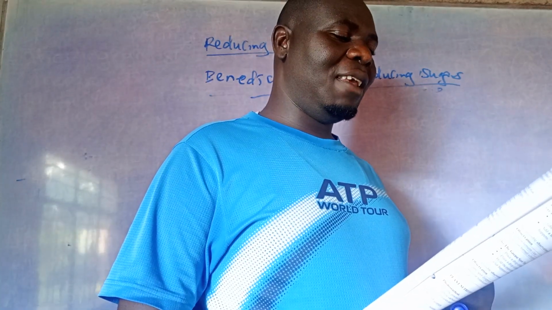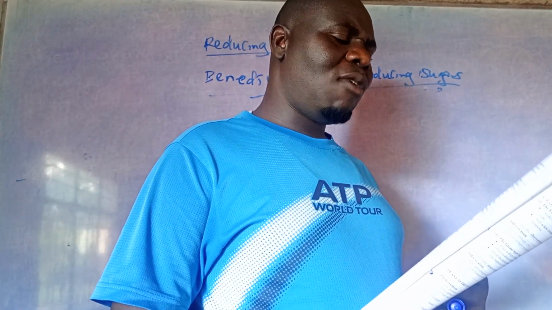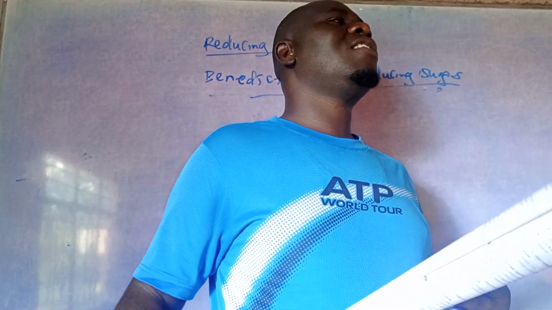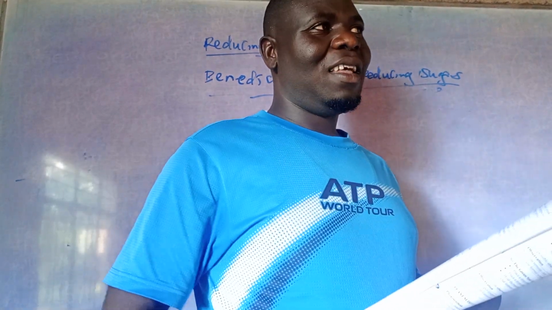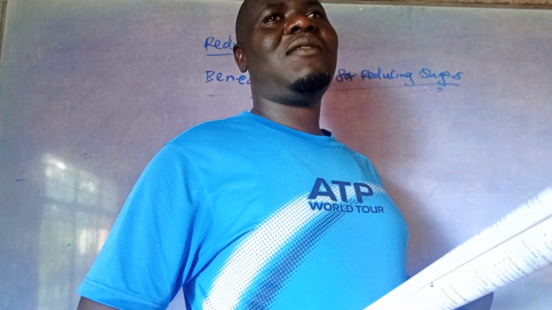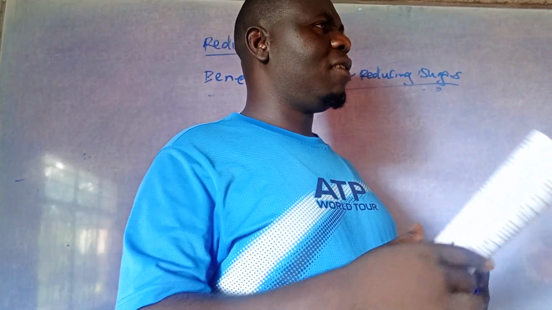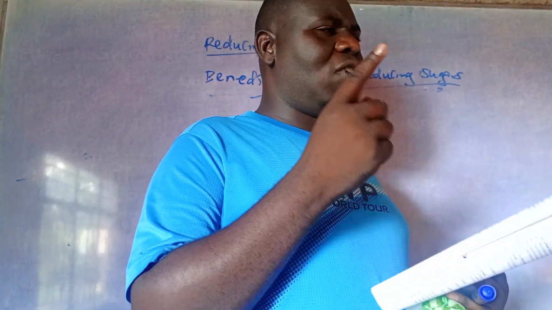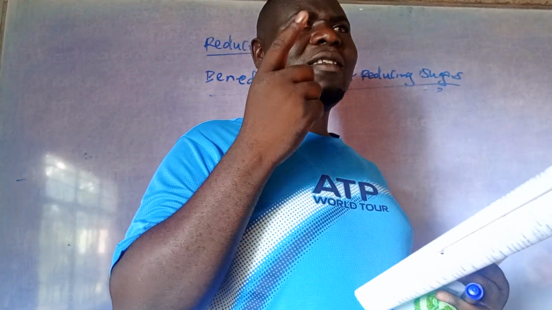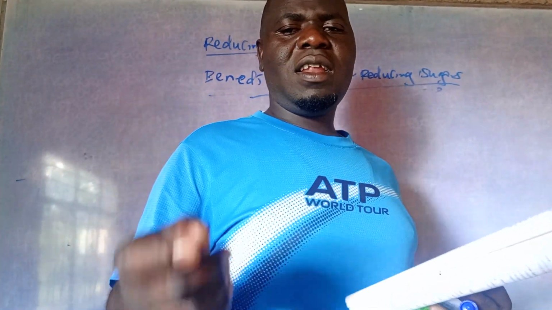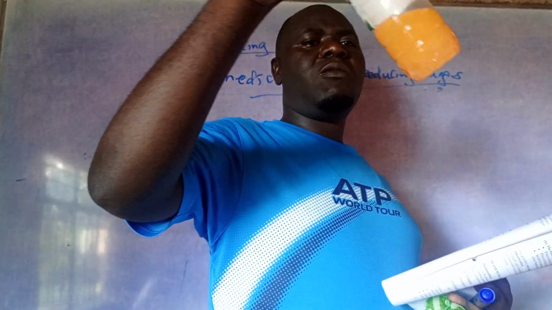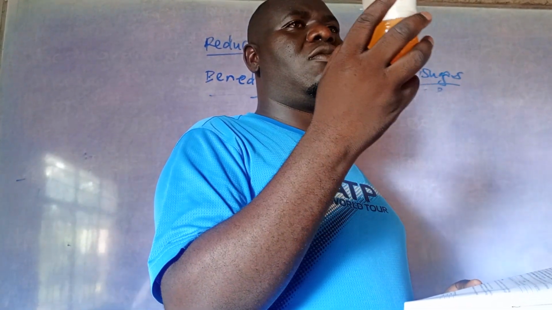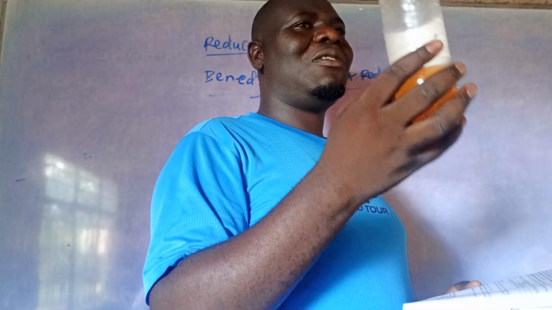For example, green means a small amount, yellow a bit more, orange more at least, and brick red means there is a lot of sugar. That's why in the lab we are not supposed to taste everything. Even with urine, we can know that this person has a sugar disease. We can ask you to urinate in a container, then we test this urine for reducing sugar.